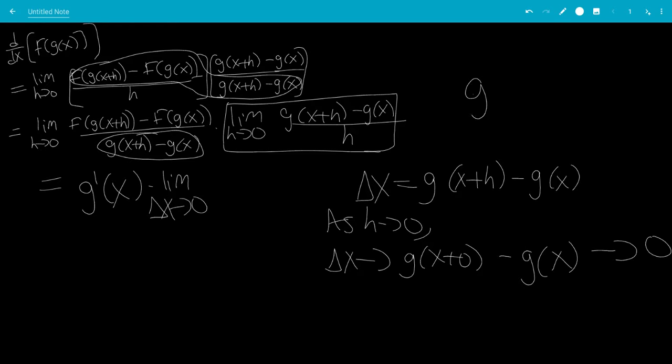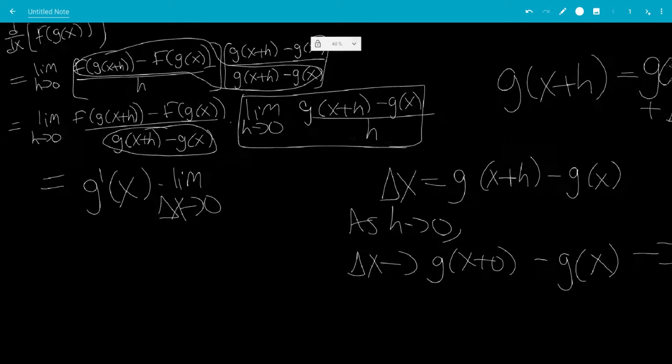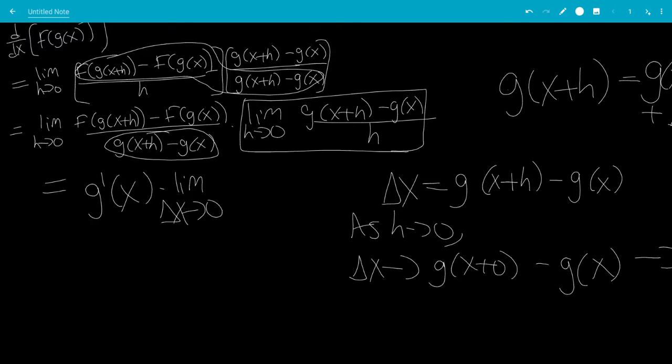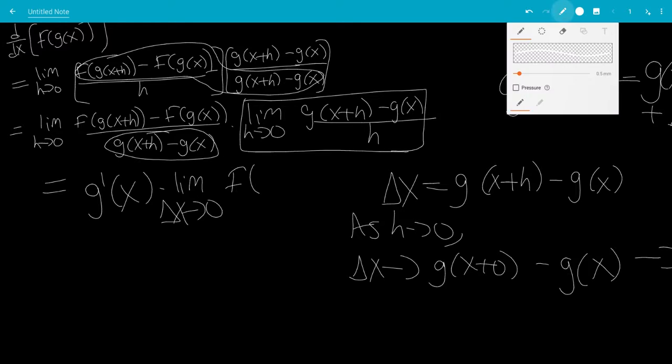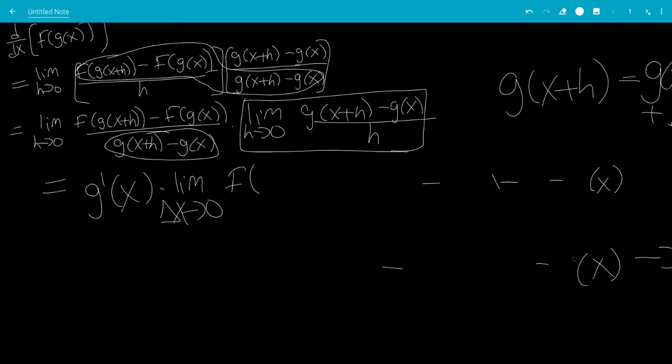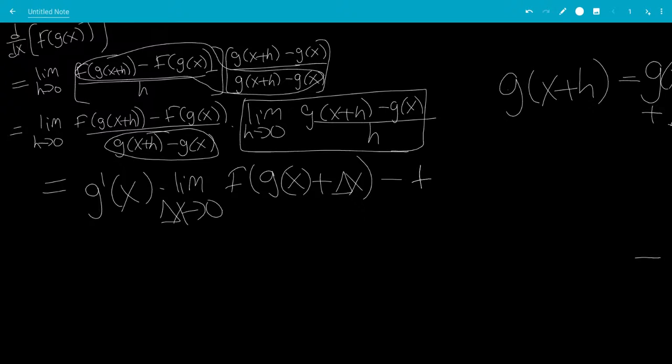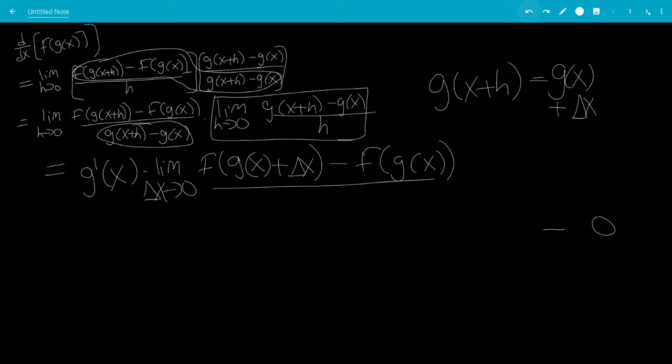And also g of x plus h. If we move the g of x to the other side, it'll just be g of x plus delta x. So this will be the limit as delta x goes to 0 of f, and I'll move some of this stuff on the other side. So this will be f of g of x plus h, which is g of x plus delta x, minus f of g of x will keep the same. And this was h before, so I erased it, but it's the same now. This will be delta x.